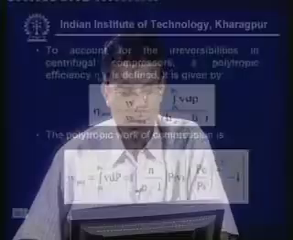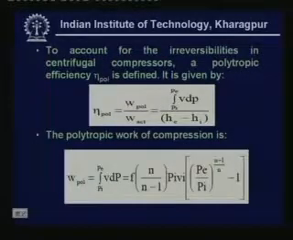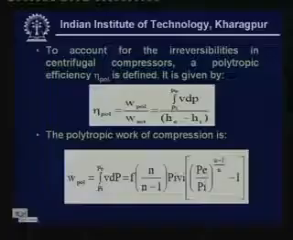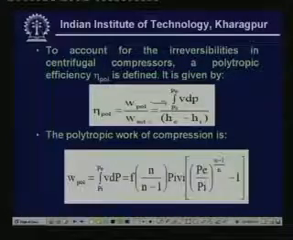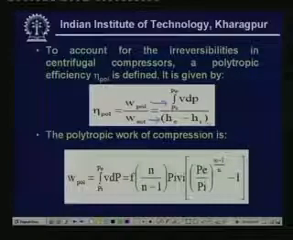And to account for the irreversibilities in centrifugal compressors, a polytropic efficiency, eta pol, is defined. The polytropic efficiency is the ratio of polytropic work divided by the actual work. So if you are writing in terms of specific works, this is nothing but integral VdP, integration has to be performed from Pi to Pe, divided by He minus Hi. So this is your polytropic work and this is your actual work. So this has got to be the actual enthalpy rise.